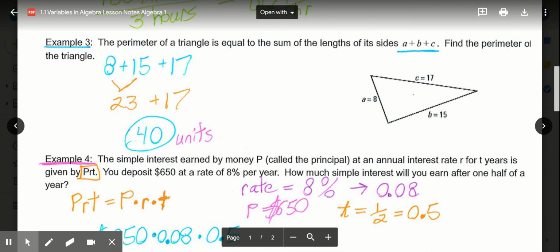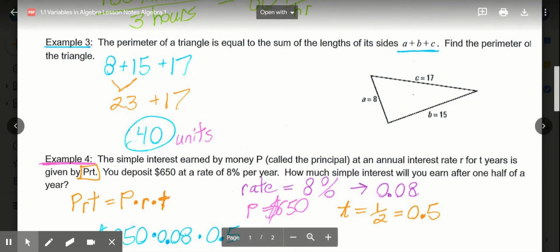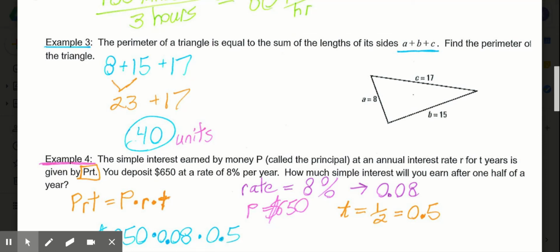So we're just going to replace A, B, and C with their values, and then add our values. 8 plus 15 is 23. 23 plus our 17 gives us 40 whatever units we're using for the perimeter. So our perimeter would be 40 units.